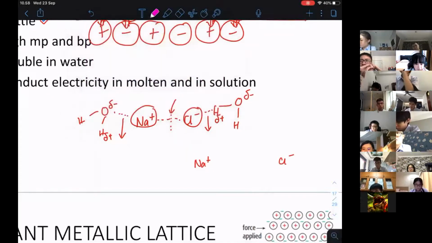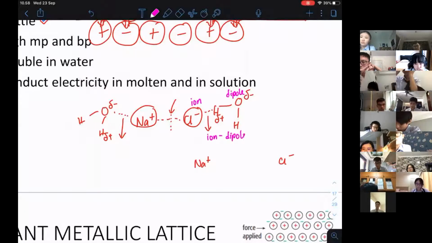Is it the ion? Yes, ion, okay, this one is ion and this is dipole. So they are called ion dipole bonding. So ion dipole bonding will be there.